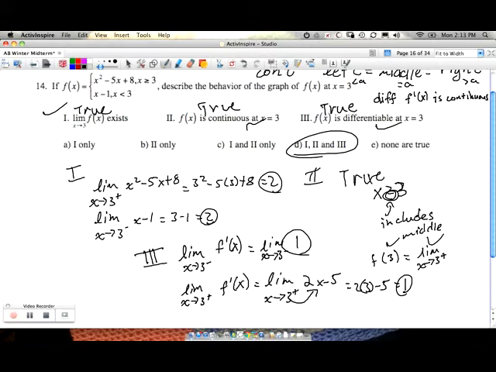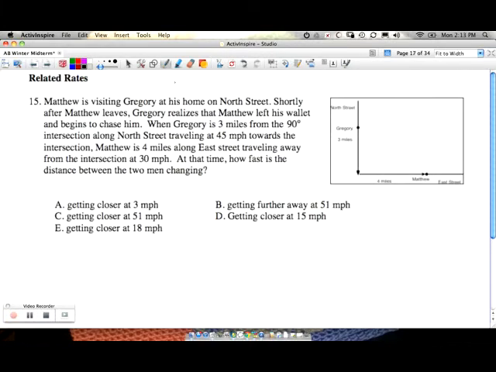Let's move on to number 15 here. Related rates. Ooh, related rates. Well, let's work our way through this. Matthew is visiting Gregory at his home on North Street. Shortly after Matthew leaves, Gregory realizes that Matthew left his wallet, and so on. Okay, so here are the numbers. Matthew is 3 miles north. So this right here, this is 3.